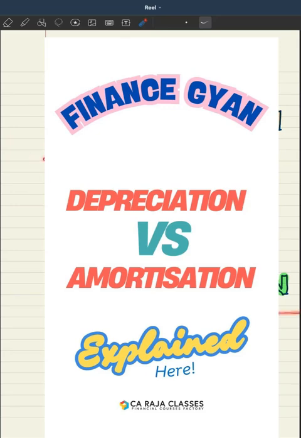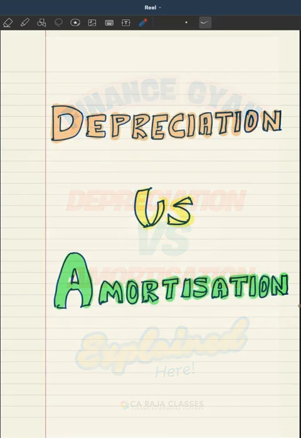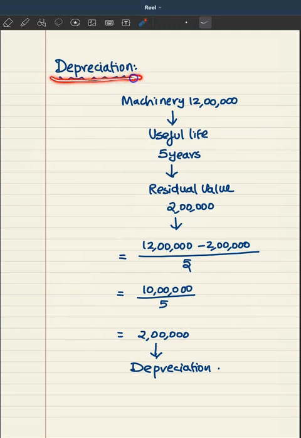Depreciation versus amortization, that's what we are going to see in this video. Let's start with an example for depreciation. Imagine there is a machinery purchased for 1.2 million, that is 12 lakhs, and its useful life is 5 years only. At the end of the 5th year, this machinery can be sold for 2 lakhs.